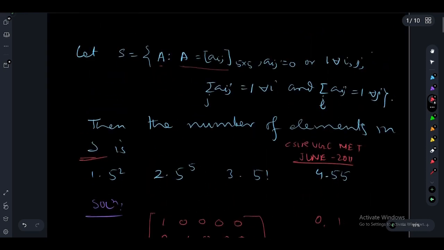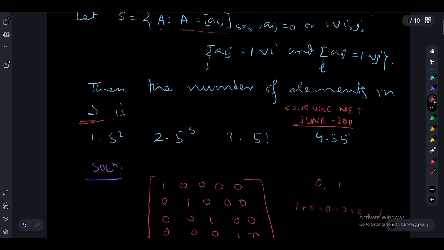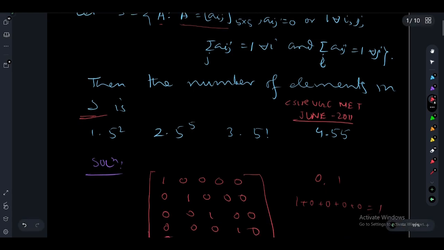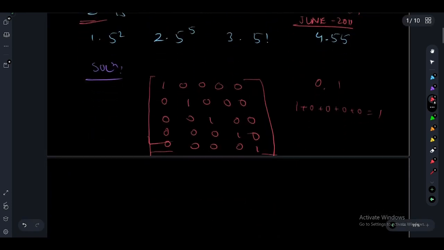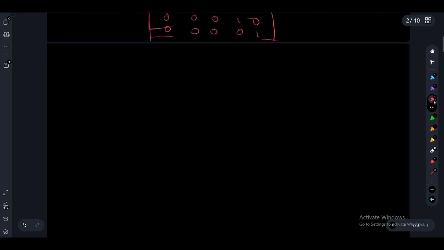So the set S contains all those matrices whose elements are either 0 or 1, and if you add any column you get 1, and if you add any row you get 1. This is the set S, and you have to find the cardinality of the set, that is the number of elements in the set S. Now we can get back to the solution.